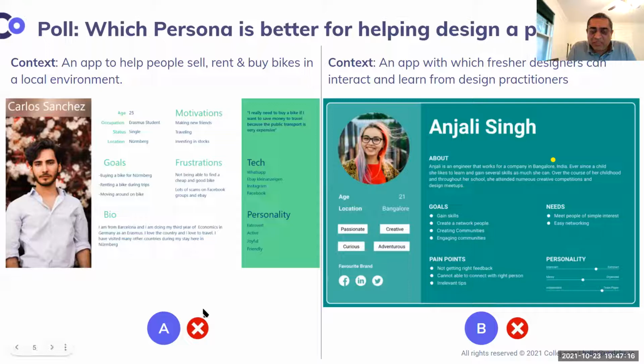Which is what today's session is. Today's session is to really understand what a good persona is and how we go about leveraging it. So let's go to the next slide, Saurabh.